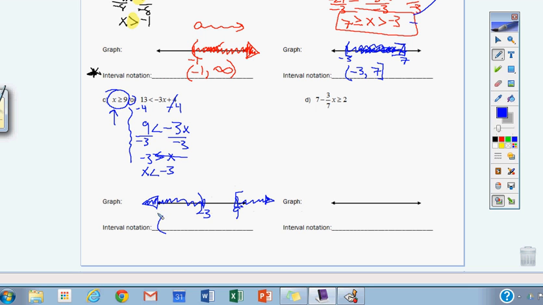So here we go. Left to right. Hopefully we're progressing here. The farthest left that this is interpreted as is negative infinity. And we do this all the way up to negative 3, parenthesis. Then we have a union, that means OR, and then we have bracket 9 all the way to the right, infinity. And there we are, negative infinity to negative 3, union 9 to positive infinity.